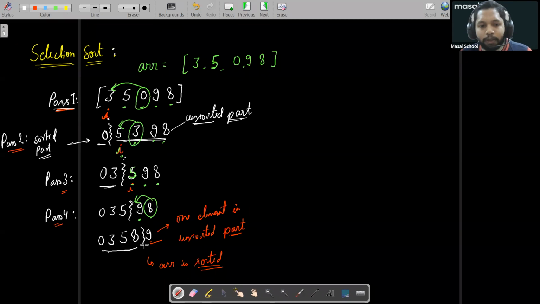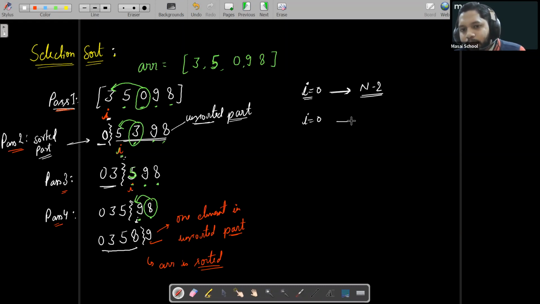Can you guys tell me from where to where my i is going? I started from 0, and the last i is here. So i starts from 0 and goes till n minus 2. Got it? That is, i can be less than n minus 1, and that means it is going till n minus 2, right?